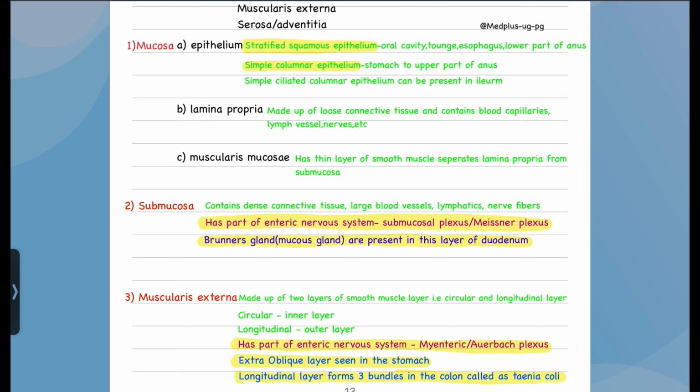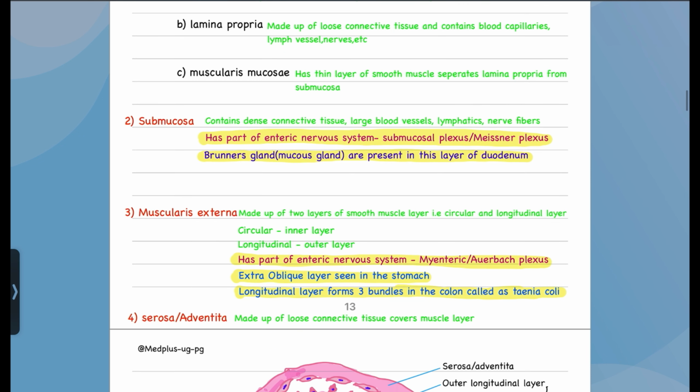The submucosa contains a part of the enteric nervous system, which is the submucosal or Meissner's plexus. So we can remember this: submucosa has an S, so Meissner's also has an S. So submucosal plexus or Meissner's plexus. And another peculiar point to identify the duodenum: the duodenum has Brunner's glands in the submucosa, which are nothing but mucous glands.